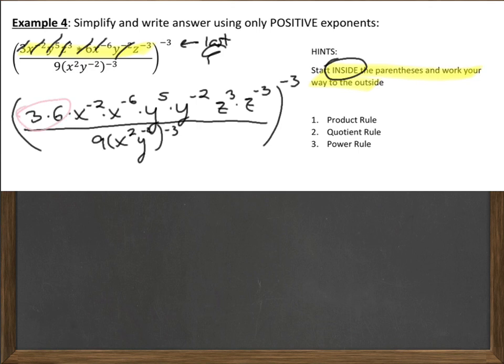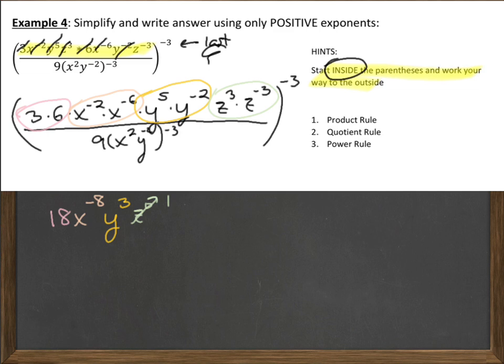Okay, so we have 3 times 6 is 18. Then we have the product rule. The product rule tells us to add exponents. Negative 2 plus negative 6 is negative 8. Okay, then we have, let's use this color, our y's. Again, product rule, 5 plus negative 2, or 5 minus 2, is 3. Okay. Then we have our z's. So we have 3 plus negative 3, which is z to the 0, which is just 1. So we really don't need him. We don't have to write him.